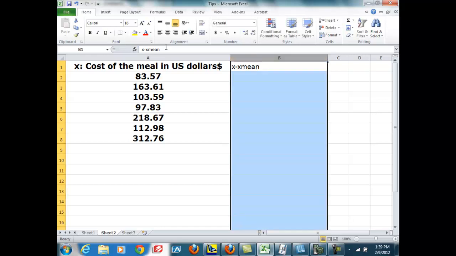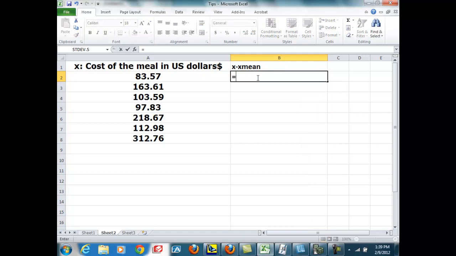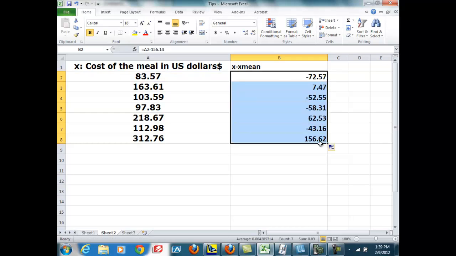So I got the x values, right? And then I'm going to do what? Take every x value and subtract the x mean, the mean of these values. How much is the mean of these values? Somebody? It was like 156.14. We did that a short while ago, right? So this is what we get.